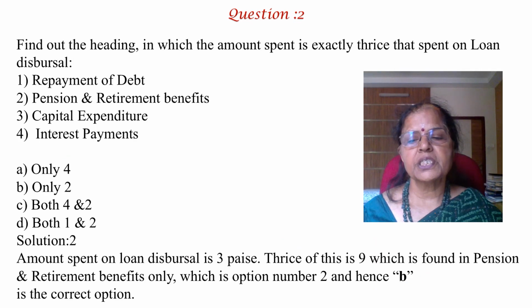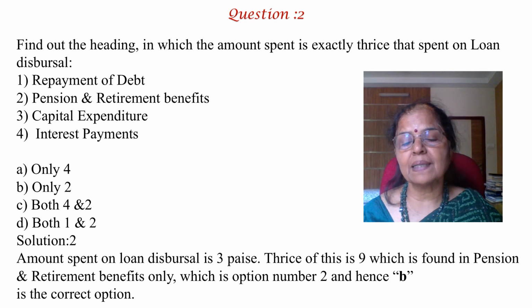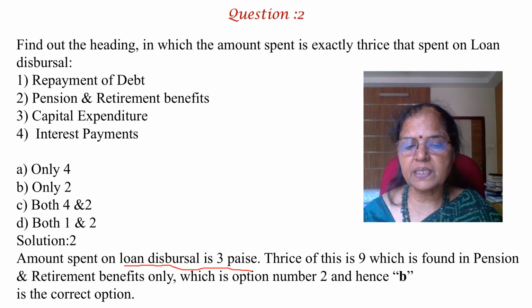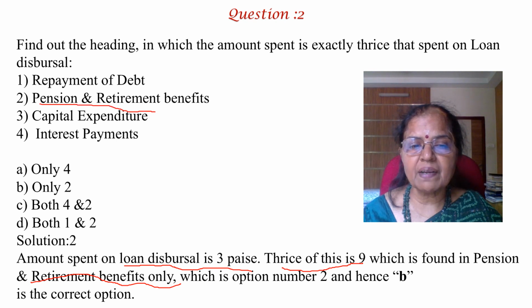Look at the question number 2. Find out the heading in which the amount spent is exactly thrice that is spent on loan dispersal. So working on it, we get the solution like this. The amount spent on loan dispersal, you look at the table, is 3 paise. And what is thrice of this? Thrice of this is 9 paise. And where do you find 9 in the table? Against pension and retirement benefits. So it is the second option, which is pension and retirement benefits.